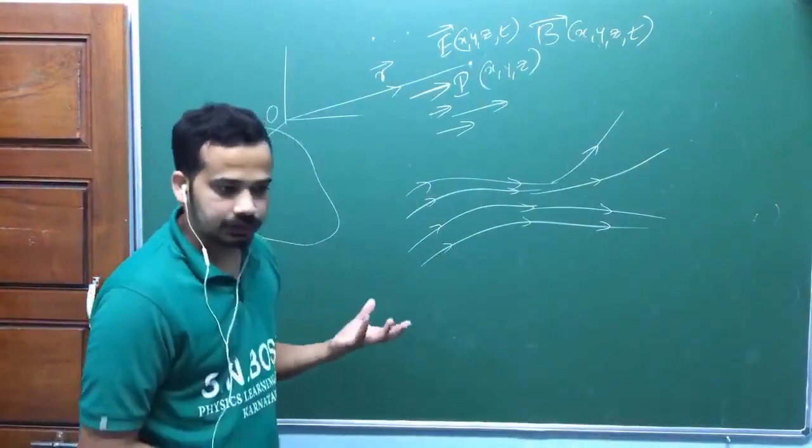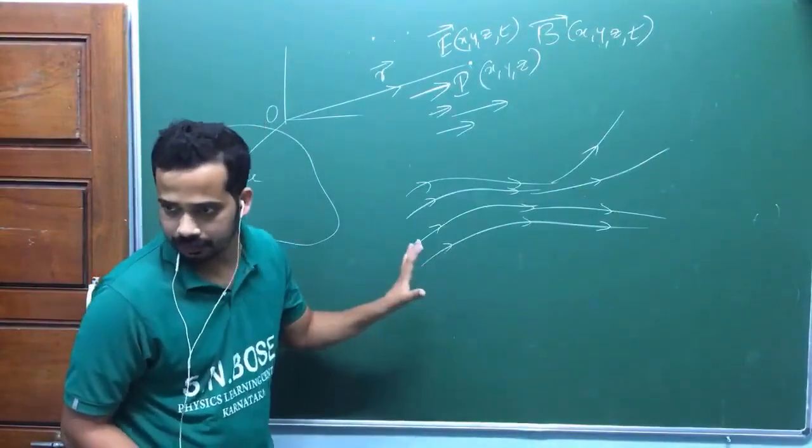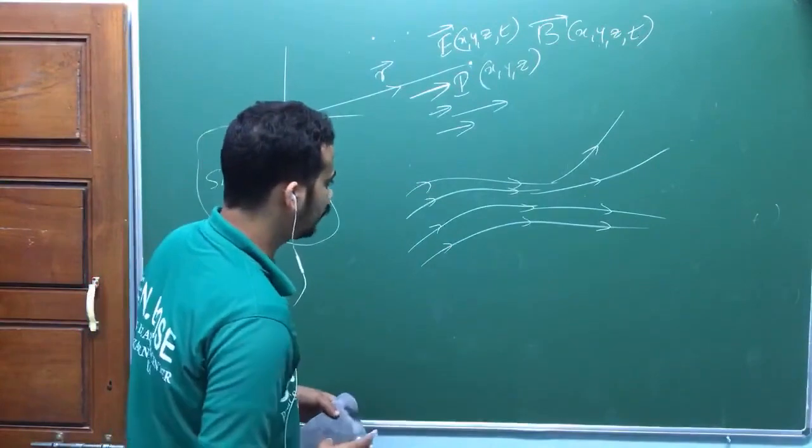Flux is a different concept. Flux is the measure of the number of field lines. Wait a second, I'll come to that point. Wait for a while, I'll come to that point.